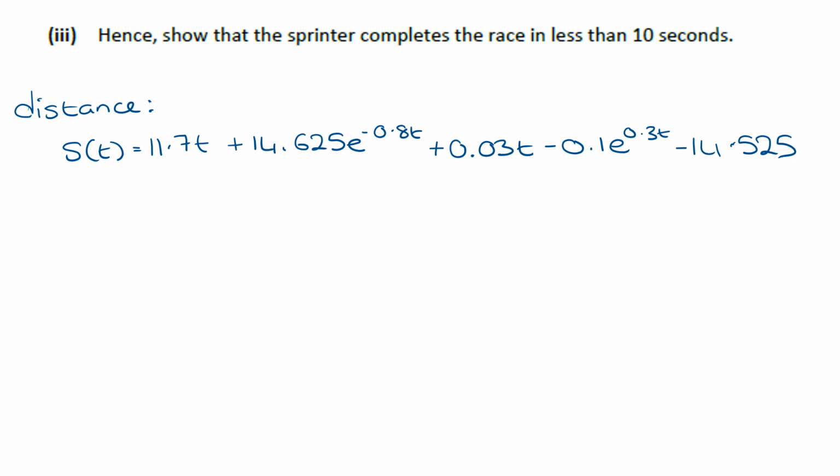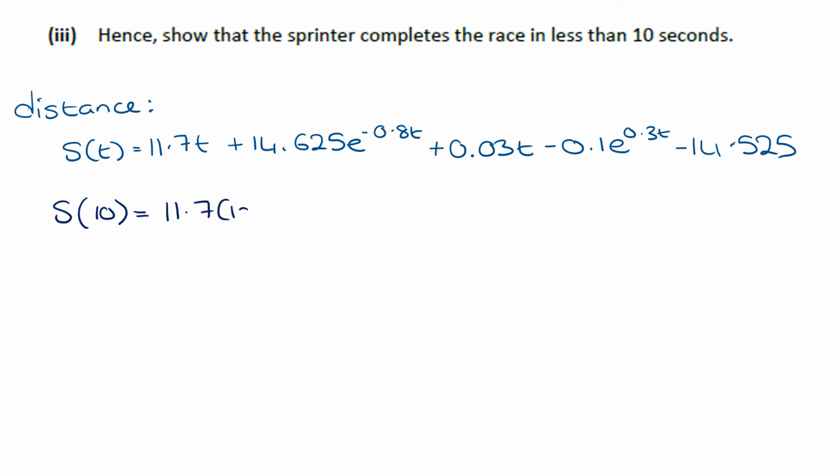But if we want to show that he finishes the race in less than 10 seconds, let's actually plug 10 seconds into this formula and see what happens. Because this is a formula for distance. So if we find out how far he runs in 10 seconds, if that's bigger than the 100 meters, then of course he would finish the race in less than 10 seconds. And it's a much more straightforward method. It's much nicer maths to do.